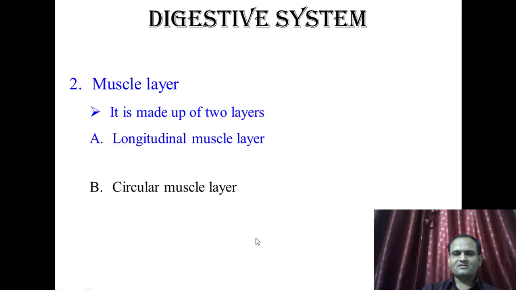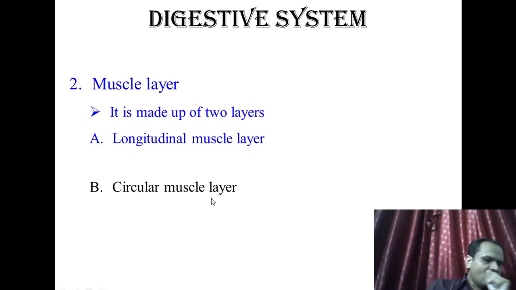As we discussed earlier, we also studied its image. With the help of the image, we also studied how these longitudinal muscle fibers look. And the inner muscle layer is made up of the circular muscle layer, again having two layers: the outermost layer, the longitudinal muscle layer, and the middle layer, the circular muscle layer.